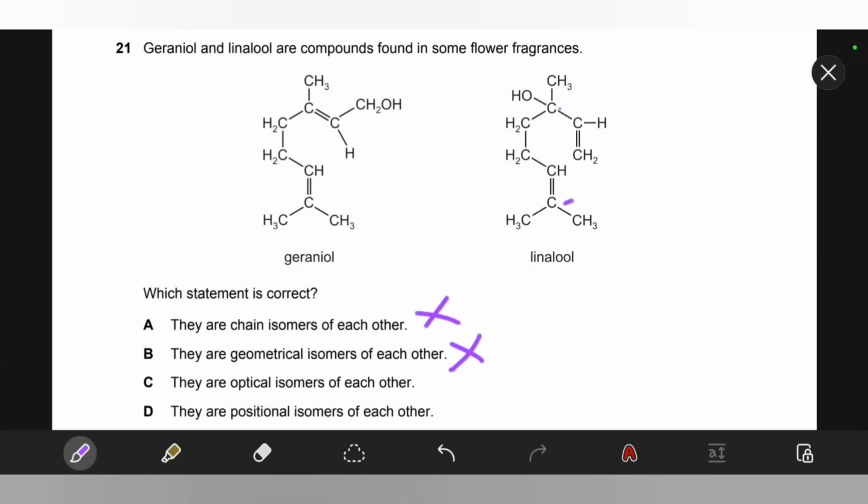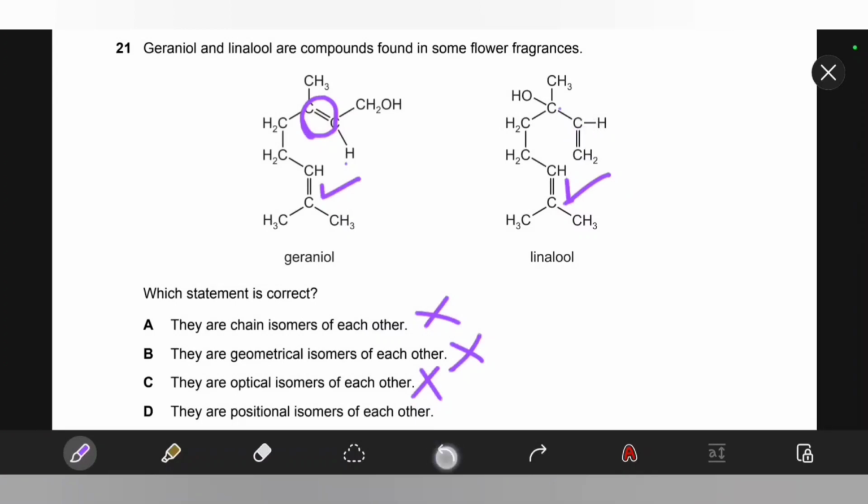There are no chiral carbons in this one, hence they are not optical isomers as well. What about positional isomers? Positional isomers means that the functional group is in a different position. Here the position seems to be the same, but the position of the functional group is different. Here it is here.